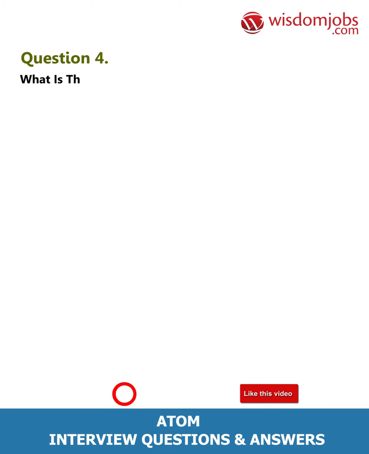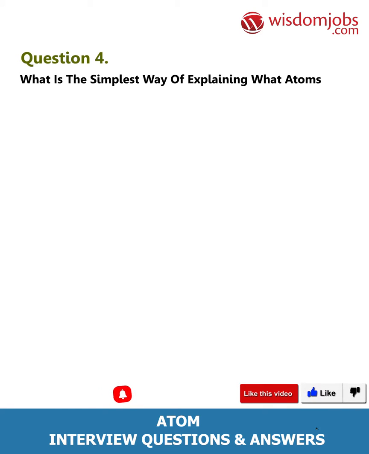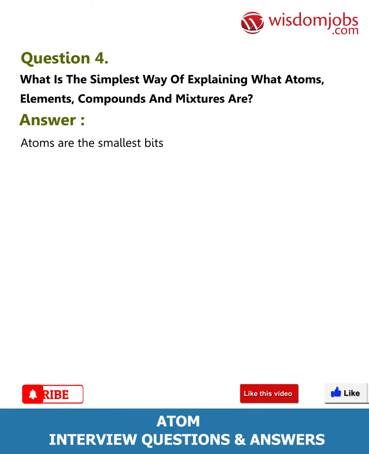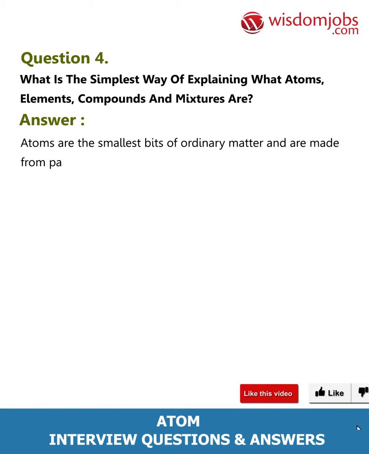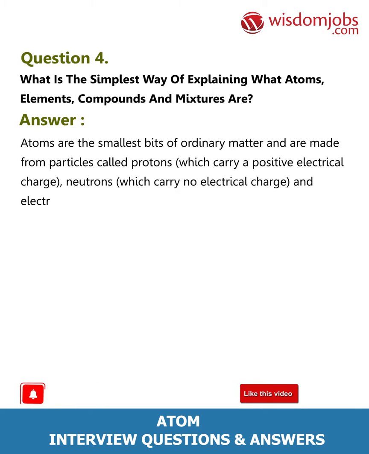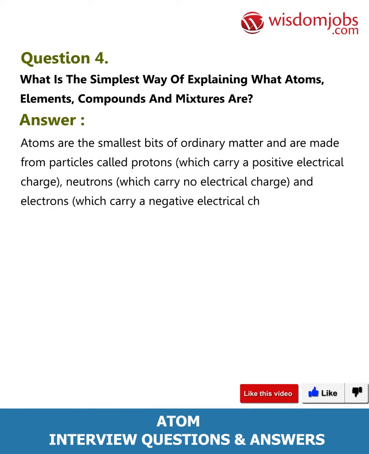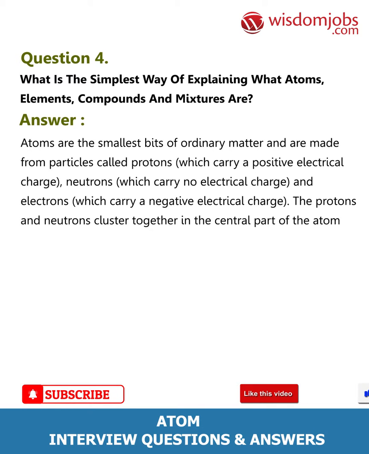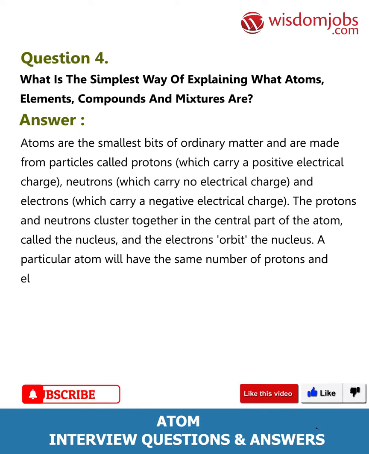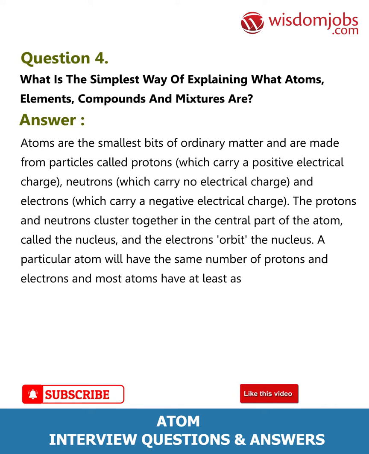Question 4. What is the simplest way of explaining what atoms, elements, compounds and mixtures are? Answer. Atoms are the smallest bits of ordinary matter and are made from particles called protons, which carry a positive electrical charge, neutrons, which carry no electrical charge, and electrons, which carry a negative electrical charge. The protons and neutrons cluster together in the central part of the atom, called the nucleus, and the electrons orbit the nucleus. A particular atom will have the same numbers of protons and electrons, and most atoms have at least as many neutrons as protons.